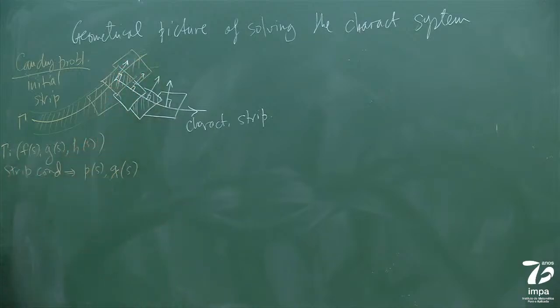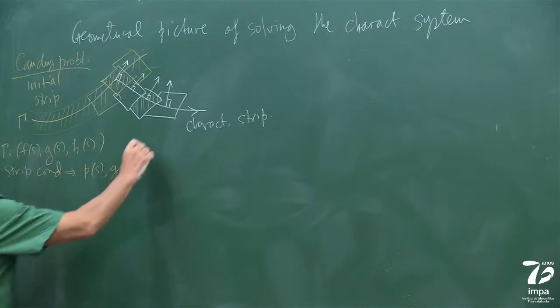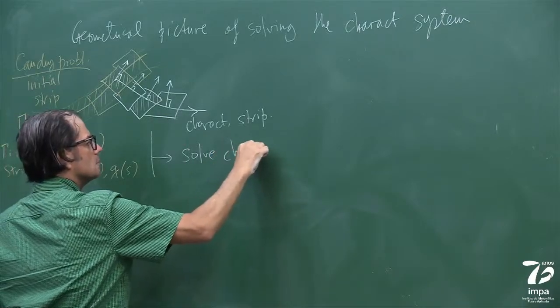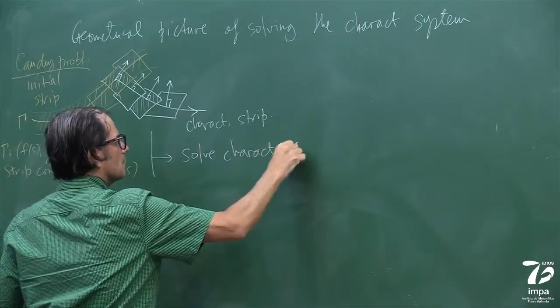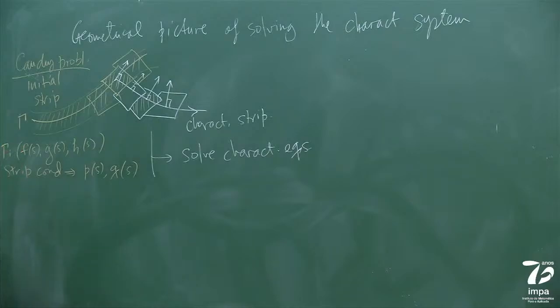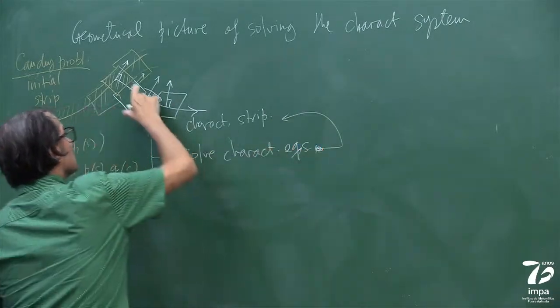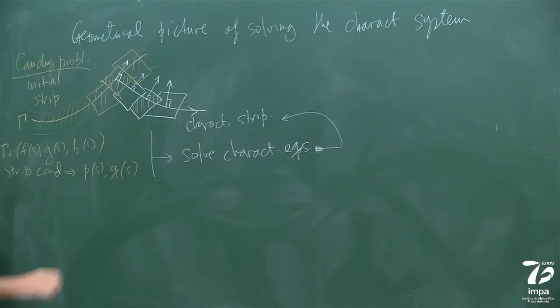That's why it's called the strip condition, so very, very intuitive geometrically. Then solve the characteristic equations to get the characteristic strip.